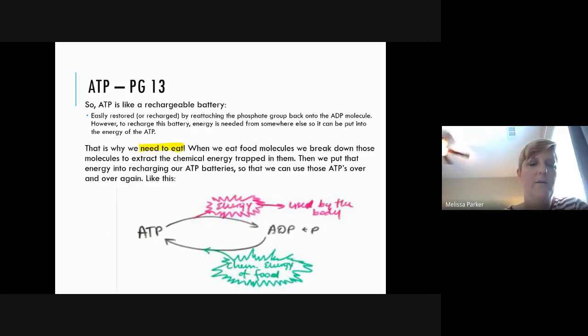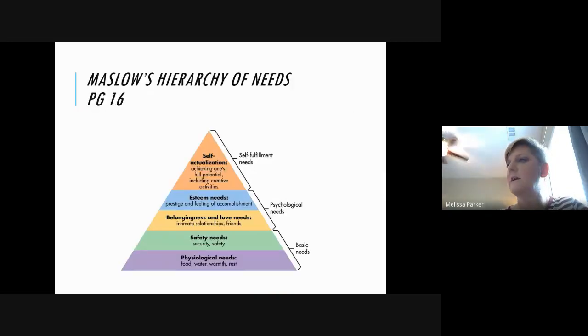Okay, so ATP, we talked about being like a rechargeable battery. Once it's discharged, so we remove the phosphate here, we can eat food, and we will create the adenosine triphosphate again.